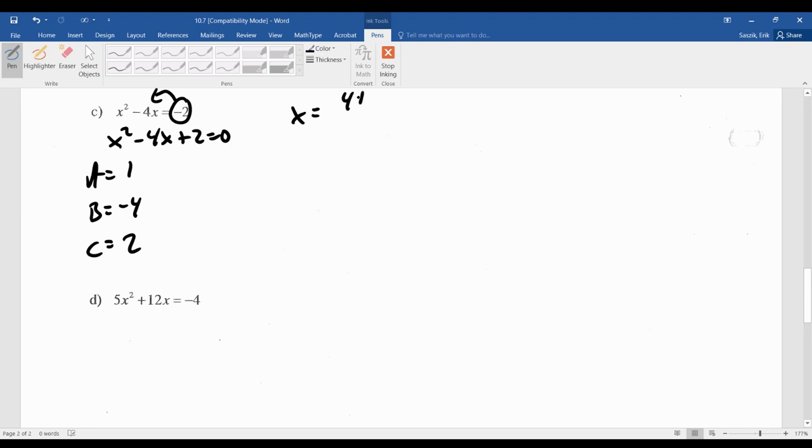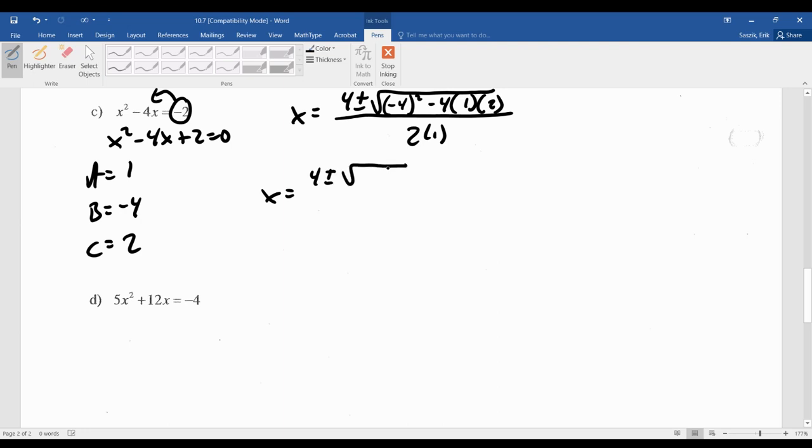X equals opposite of B. Opposite of a negative is a positive. Plus or minus square root of B squared minus 4 times A times C, all over 2A. Now in this one, we're going to get 4 plus or minus, this is a 2 on the bottom. If you type in this stuff inside, it's going to come out to 8. 8's not a perfect square, so this is not something nice.